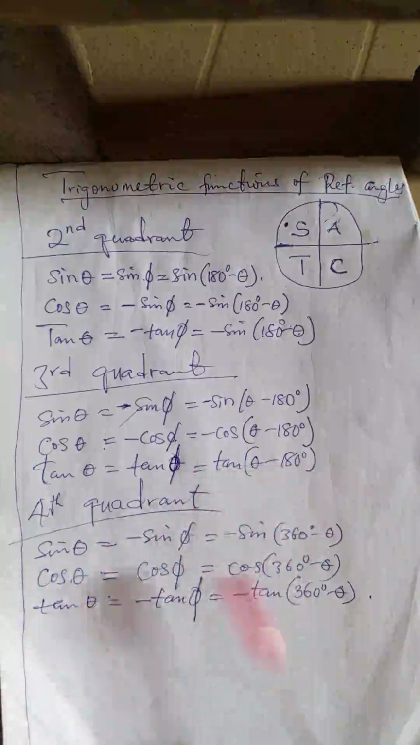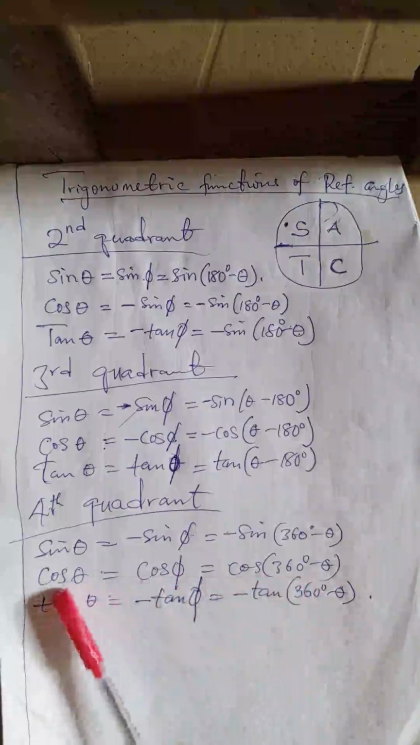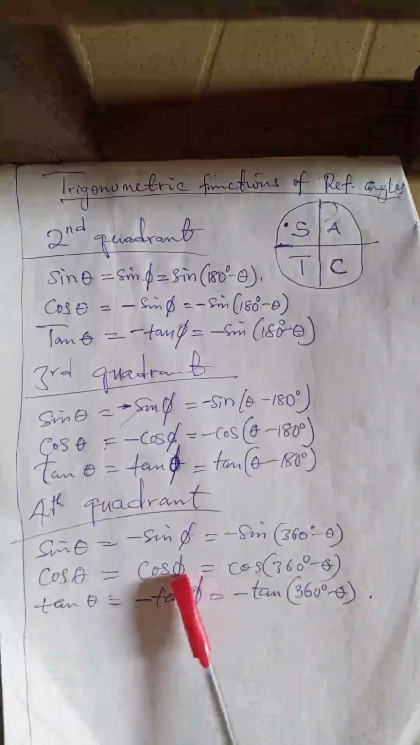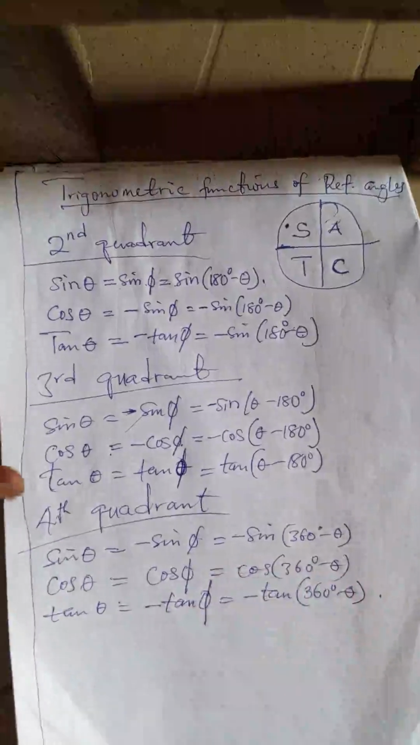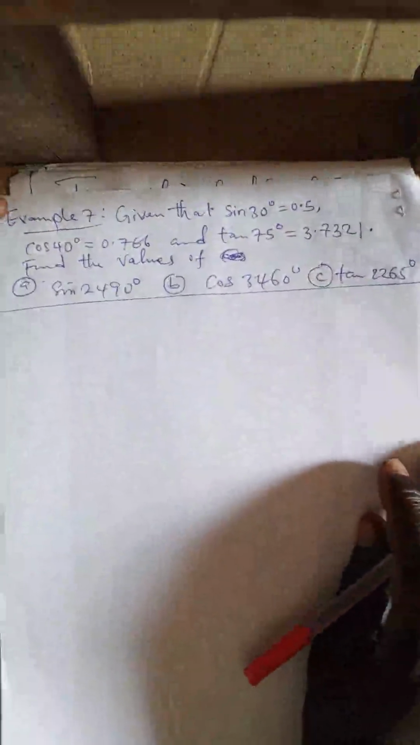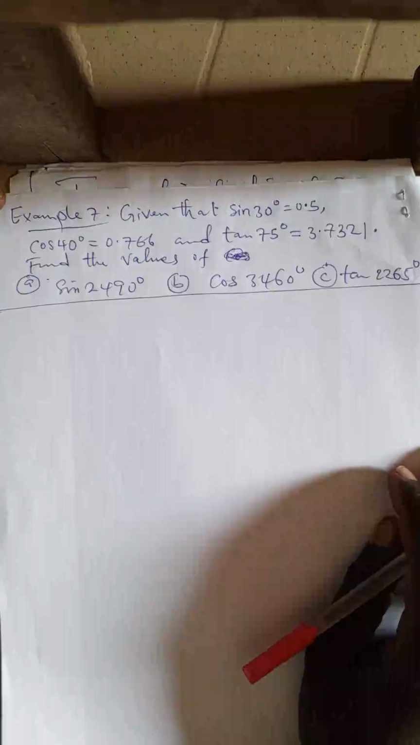In the fourth quadrant, only cosine is positive, and so cos theta is equal to cos of its own reference angle. Now we have an example here to solve. Given that sine theta is equal to 0.5, cos 40 is equal to 0.766, and tan 75 degrees is equal to 3.7321. Then we should evaluate the values of sine 2490.